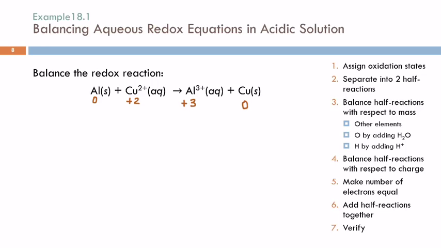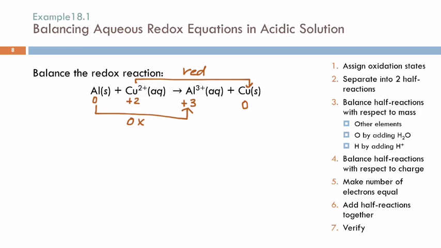We have to identify what's being oxidized, what's being reduced. So aluminum going from 0 to +3, oxidation or reduction? Oxidation. And then the copper is the reduction.